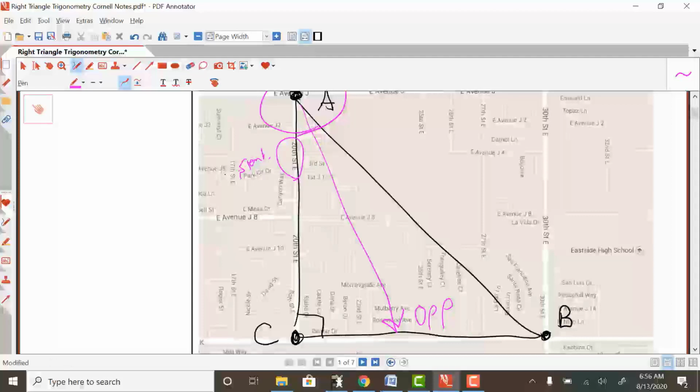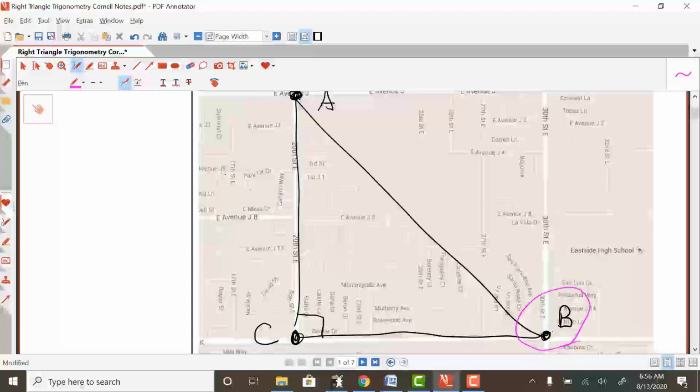Another word for standing would be adjacent. So adjacent would be the street that you're standing on. Remember, corner A is formed by AC and AB. The only street I'm standing on is 20th because AB is desert.